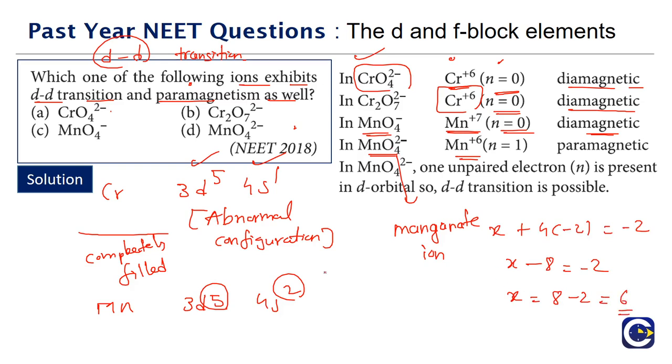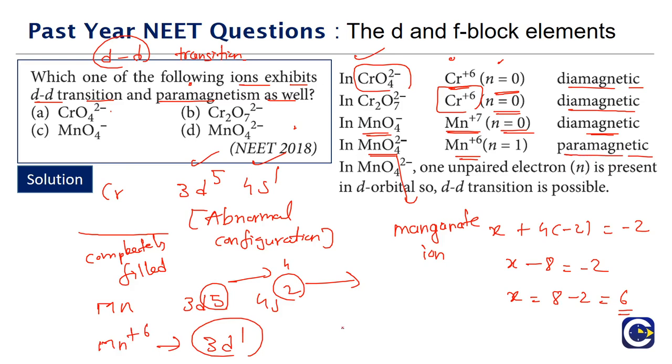So 6 means 6 electrons have to be removed. Means 2 electrons from here will go and 4 electrons from here will go. Remaining is what? 3d1. The Mn plus 6 electronic configuration will be what? 3d1. Means it has got one unpaired electron in the d orbitals, means it is paramagnetic.